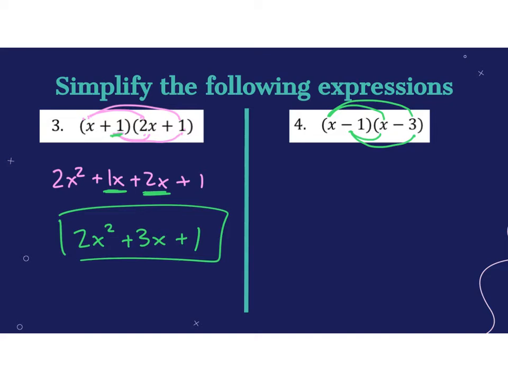So let me make a list of terms. I have x times x, which is x squared. Then I have x times negative 3, which is negative 3x. Then I have negative 1 times x, which is negative 1x. And negative 1 times negative 3, which is positive 3. So there's all my terms, and then my like terms are these x terms in the middle. So x squared is by itself out front, negative 4x behind, plus 3.